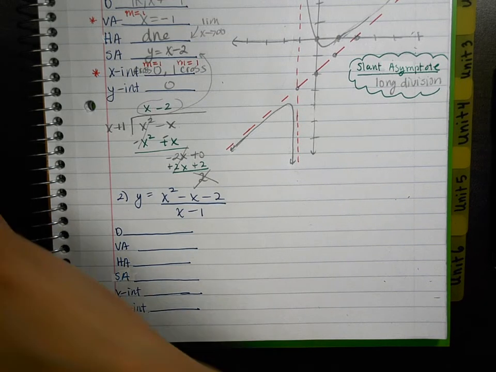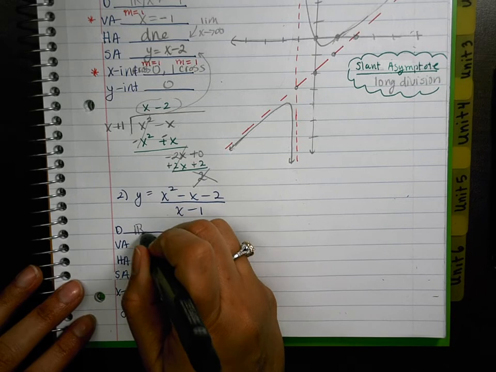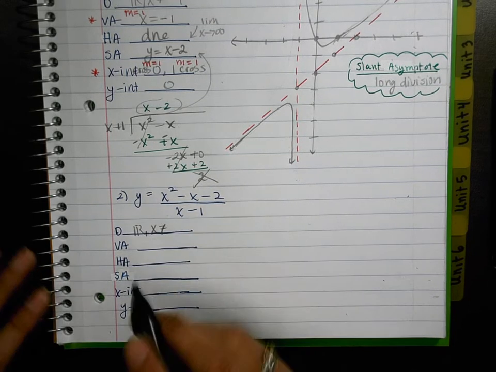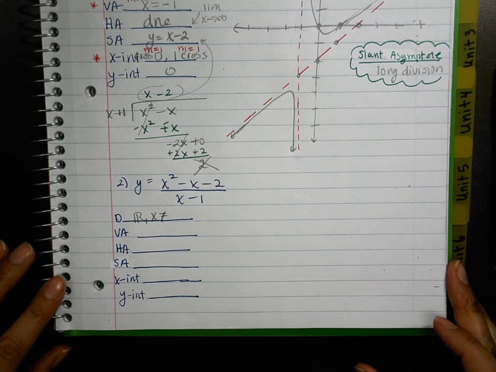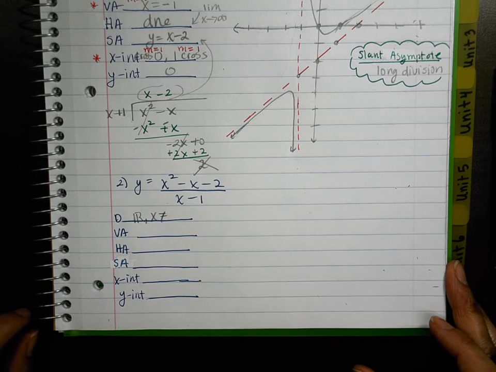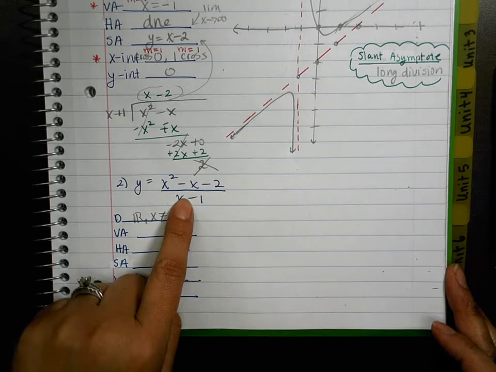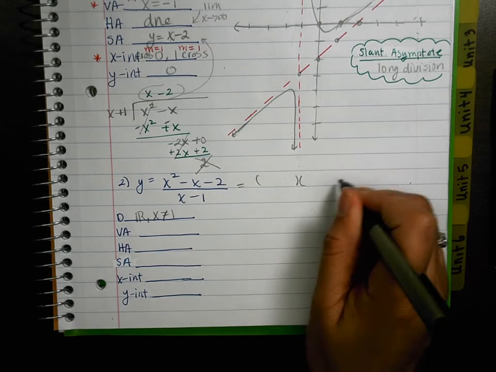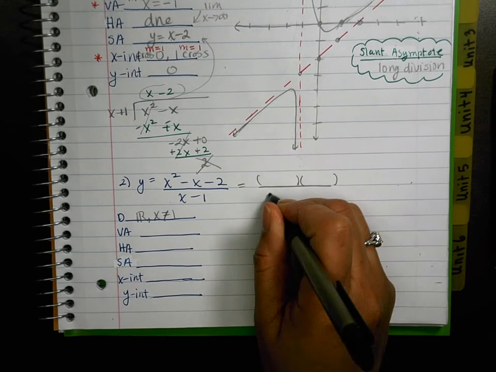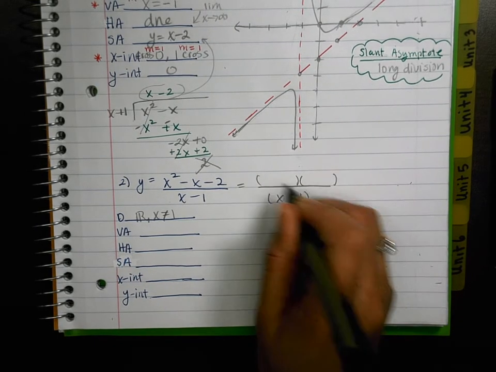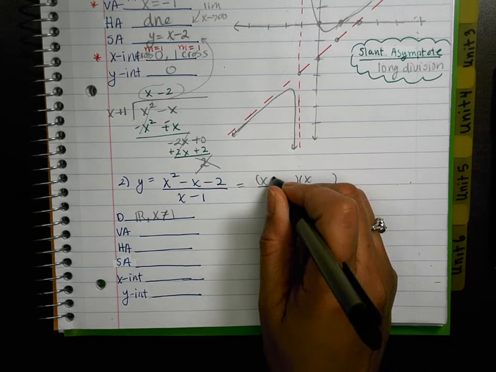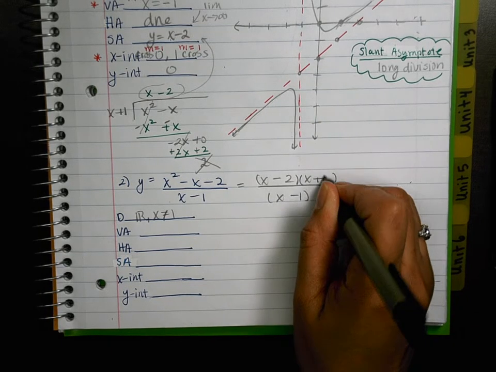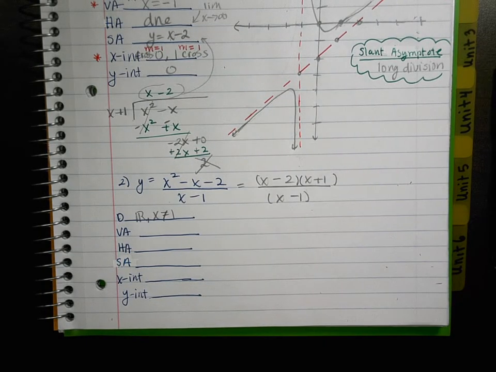Domain: all reals such that x cannot equal... There's only one restriction. What is it? 1. Go ahead and factor. Is it x minus 2, x plus 1? Yes or no? And does anything reduce?